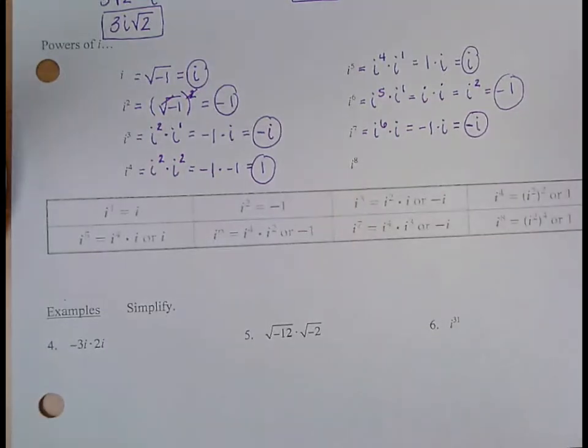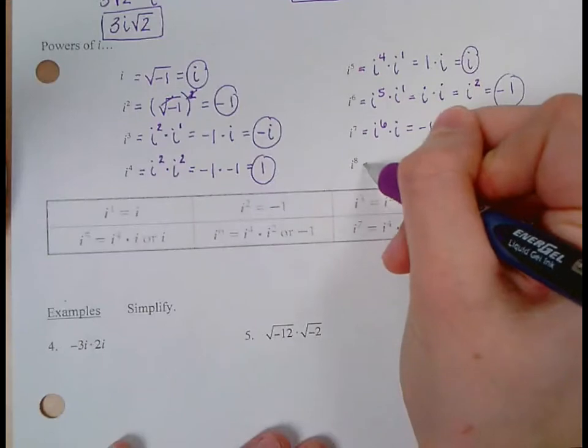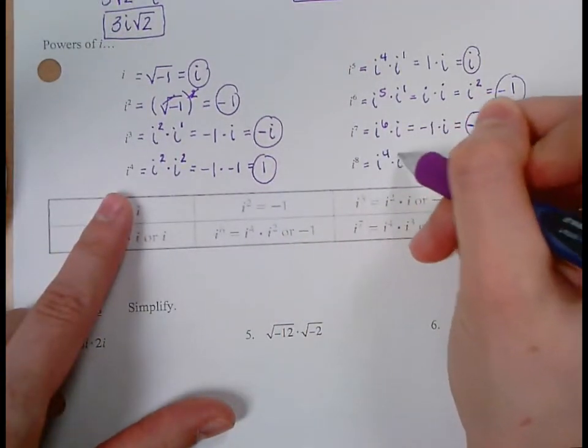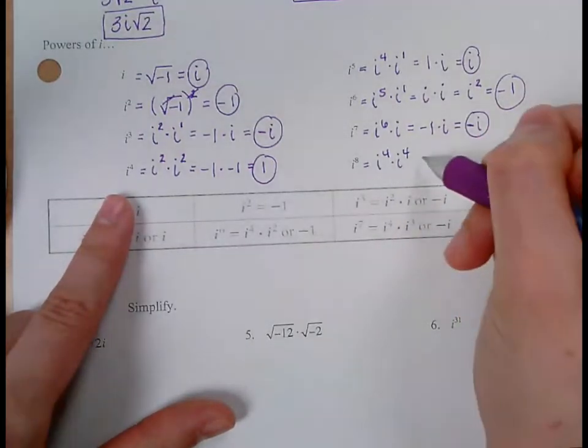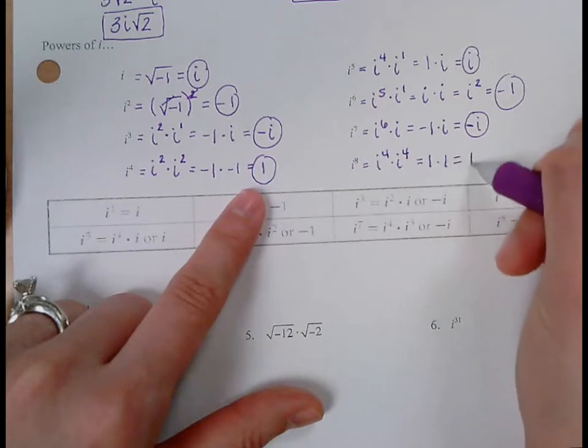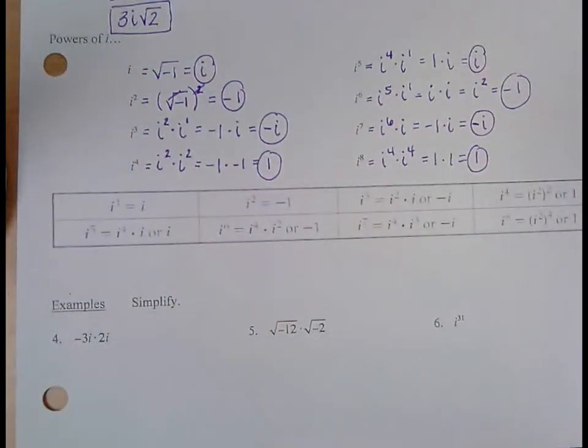What do you think i to the 8th will equal? 1. i to the 8th, I'm going to split this into i to the 4th times i to the 4th, since 4 plus 4 is 8. And i to the 4th is 1, so that's really 1 times 1, which is 1. So, powers of i repeat after every 4. The pattern is i, -1, -i, 1.